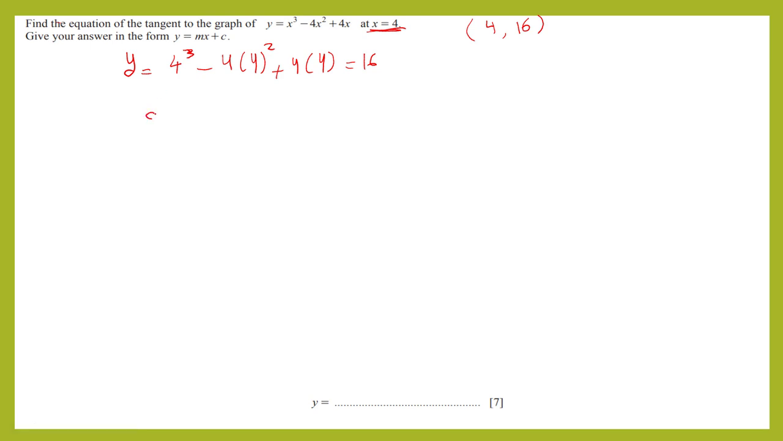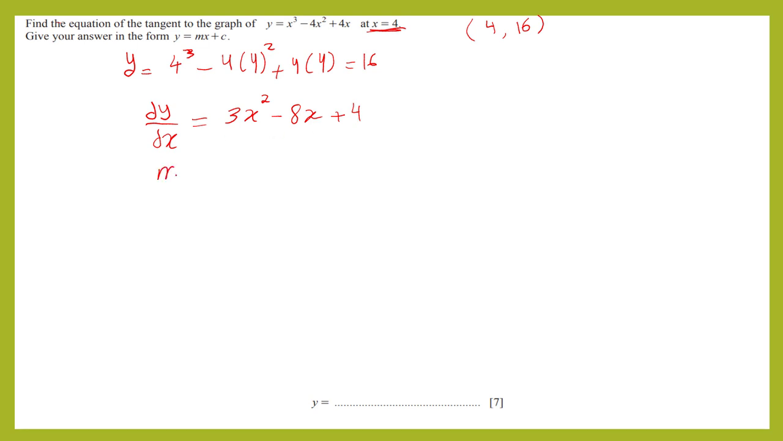Now we need to find dy by dx. It will be 3 multiplied by 1, the power multiplied by the coefficient, which is 3. Then subtract 1 from the power, it will be 2. Minus 2 by 4 is 8. Subtract 1 from the power, it will be power 1, and we will not write power 1. And then 4x, as I said before, whenever a number is followed by x, just keep the number. So the derivative of 4x is 4. Now we got the derivative.